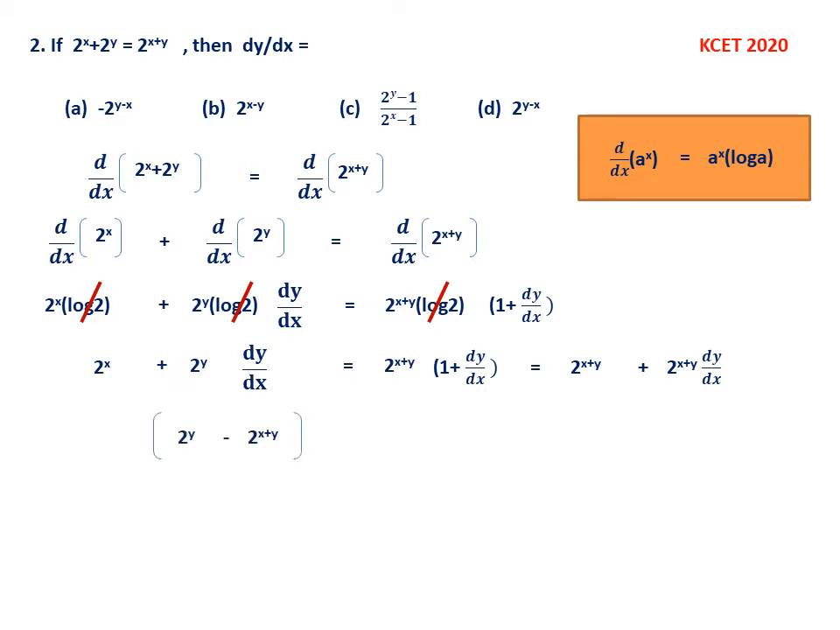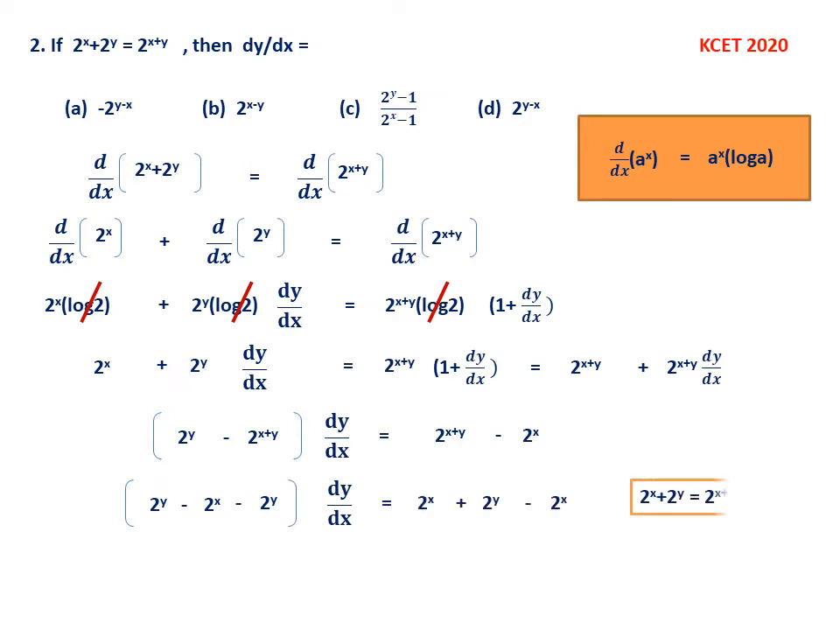So 2 power y minus 2 power x plus y into dy by dx on the left hand side. Right hand side it will be 2 power x plus y minus 2 power x. Now what you can do is 2 power x plus y can be separated as 2 power x plus 2 power y on both the right hand side and left hand side, because 2 power x plus 2 power y is 2 power x plus y. Therefore, now you can cancel them. One is plus, one is minus.